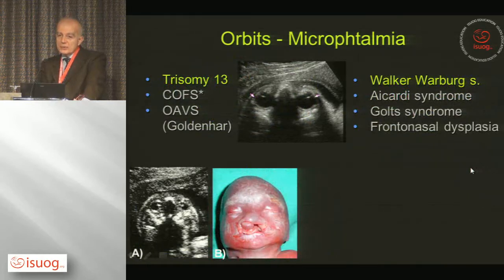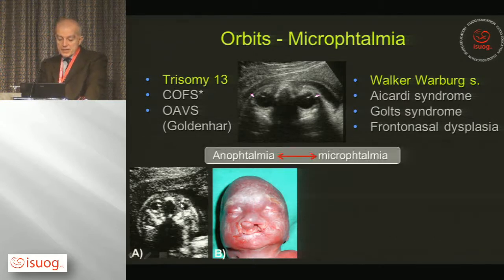Then you may have an abnormal size of the orbit or the eye bulb within the orbits. Very commonly in trisomy 18, but there are several conditions which may be associated with microphthalmia or anophthalmia. This is one case of trisomy 13. You see also the bilateral cleft lip and palate, and you see how small are the orbits. You don't even need to measure them to find out that it had hypotelorism and microphthalmia at the same time.